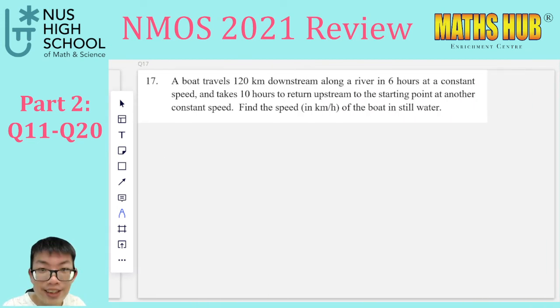Question 17. A boat travels 120 km downstream along a river in 6 hours at a constant speed and takes 10 hours to return upstream to the starting point at another constant speed. Find the speed of the boat in still water.